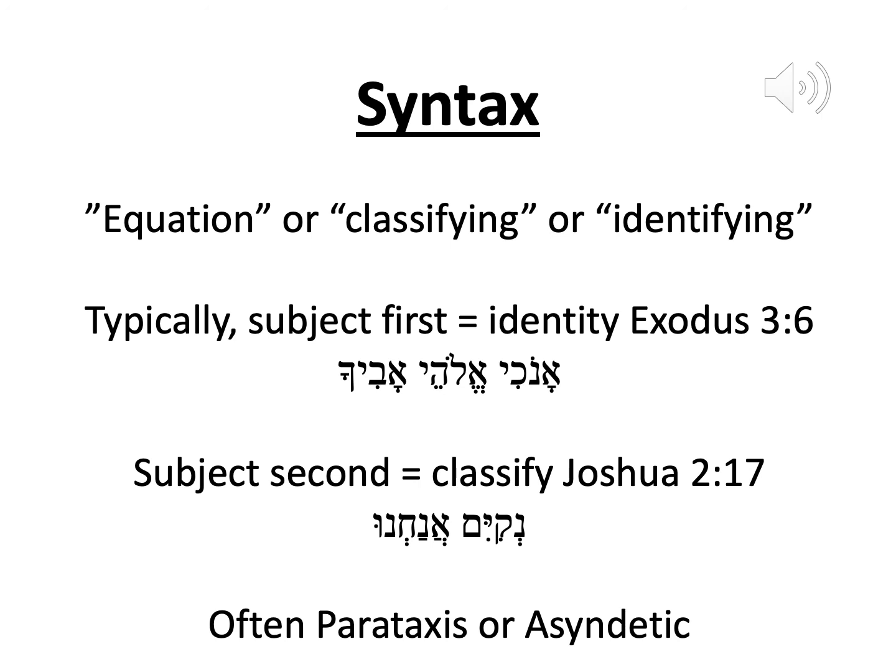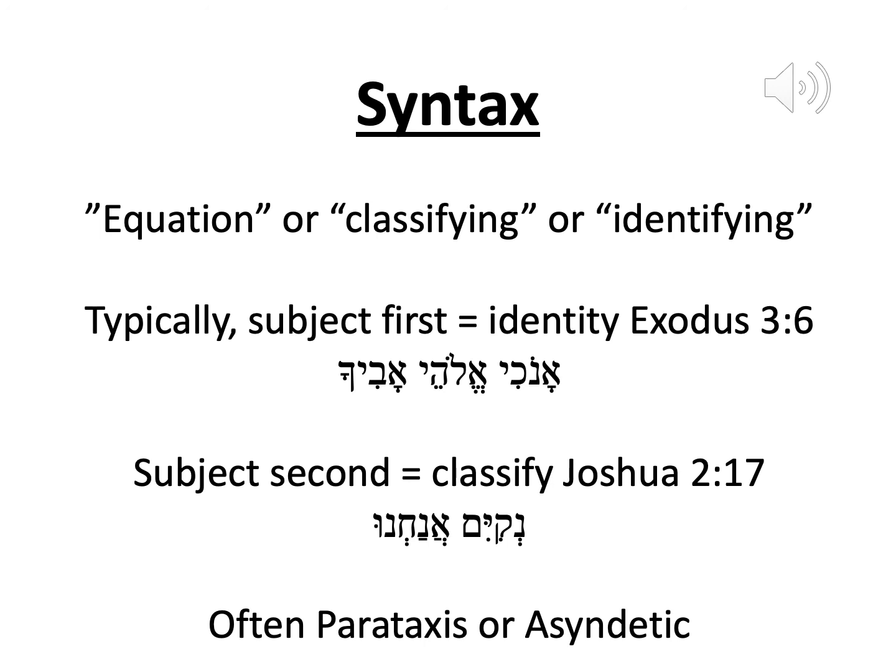But one last category I would like to talk about are equation clauses, or clauses that are classifying or identifying. They often include the word is or are. Typically, if the subject is first, we have an issue of identity, such as Exodus chapter 3, verse 6. I am Elohei Avikha. I am the God of your father. This is God speaking, of course, to Moses. This is an identity, I am, Anokhi, coming first.